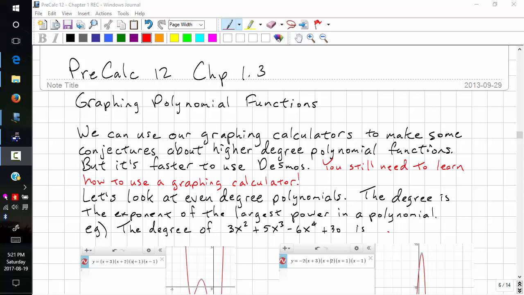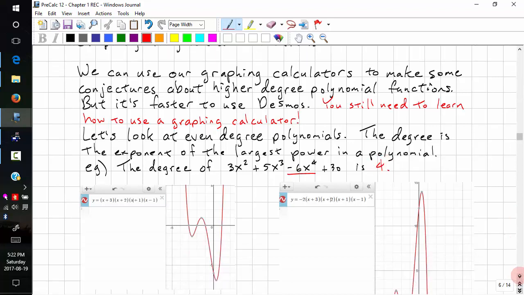Okay, let's look at even degree polynomials. The degree is the exponent of the largest power of a polynomial. So if we look at this function, 3x squared plus 5x cubed minus 6x to the power of 4 is 30. So this one's not in order, but our highest degree comes from negative 6x to the 4th. So the degree is 4. Okay, let's look at some graphs.